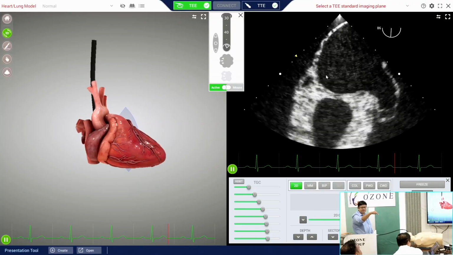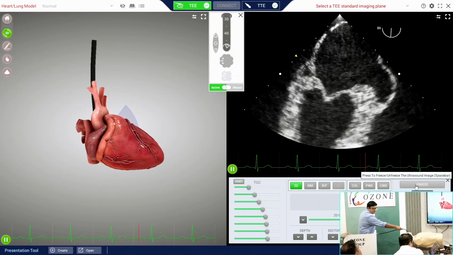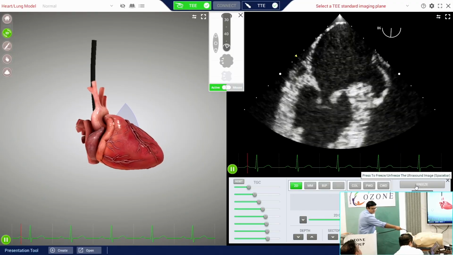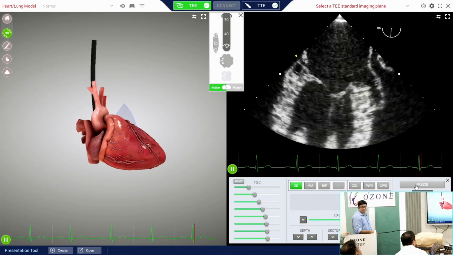So that means that I am a little bit deeper. So I just need to come out a little bit and show a proper coaptation. Okay, so this will be a proper coaptation.